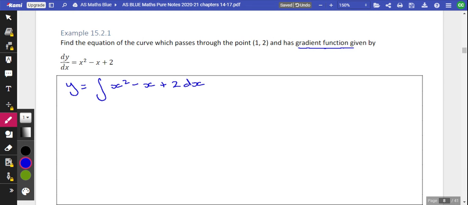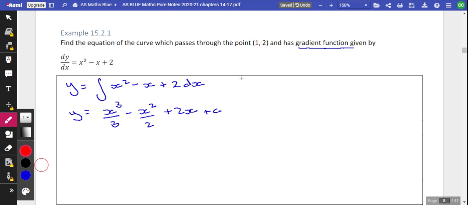Because I'm working backwards, I'm going back to y, because that's what we use when we're doing a curve, and I've got the integral sign dx. So what we get here is add 1 to the power, divide by it. Add 1 to the power, divide by it. Add 1 to the power, divide by it, plus c. That's step 1.